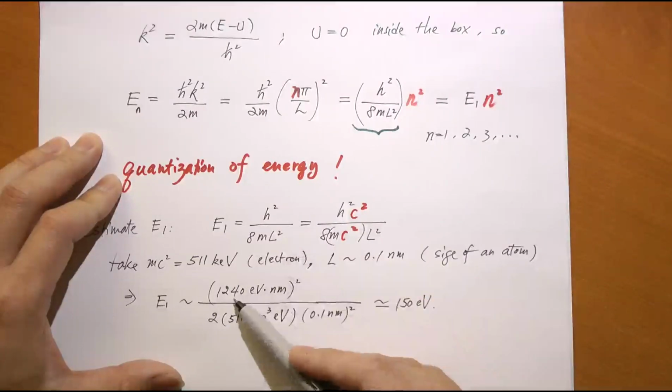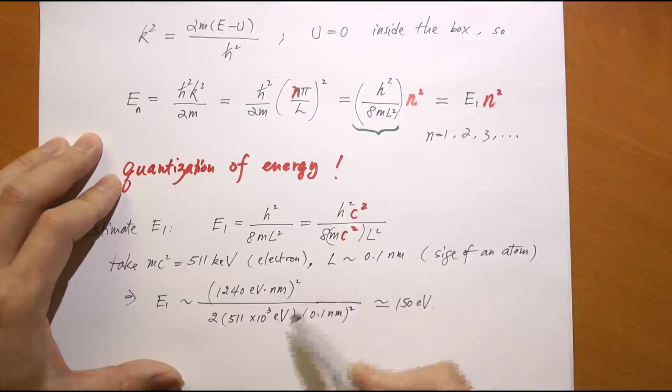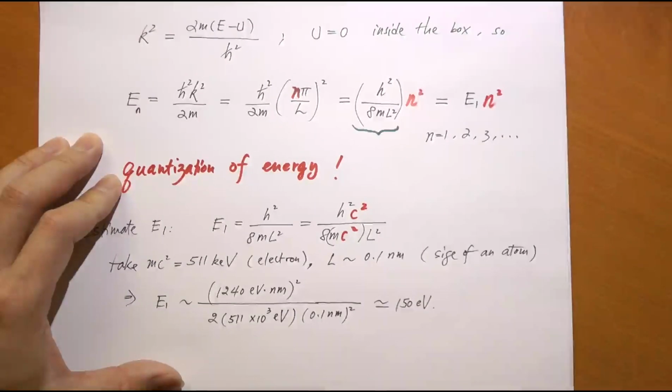Now, hc, again, is 1240 eV nanometers, as we know. You square that, divided by eV, and nanometer squared. So nanometer squared cancels nicely. You're left with only eV. That's a simple way of calculating it. And the answer is about 150 eV. Don't take that number too seriously. Again, it's only an order of magnitude estimation.